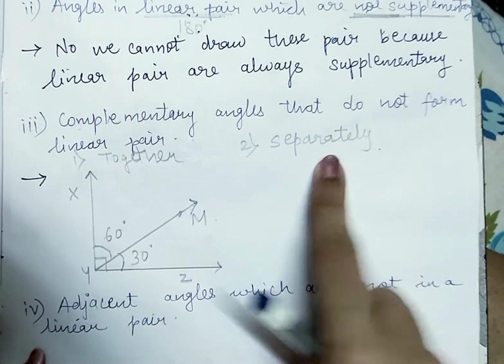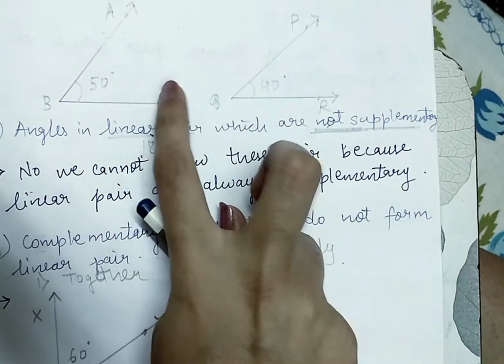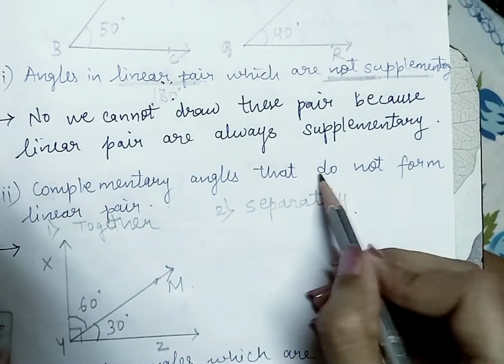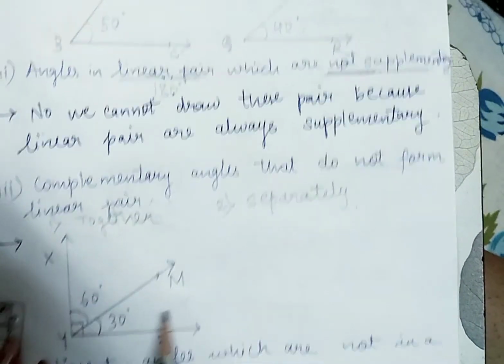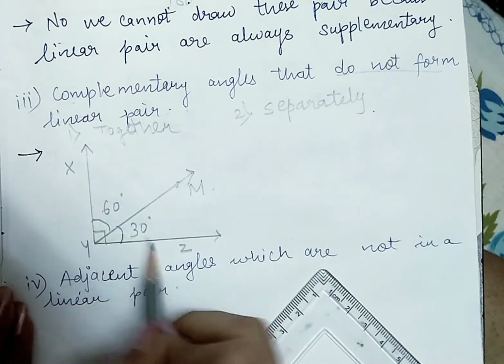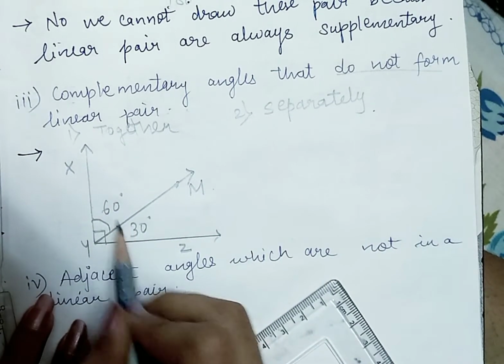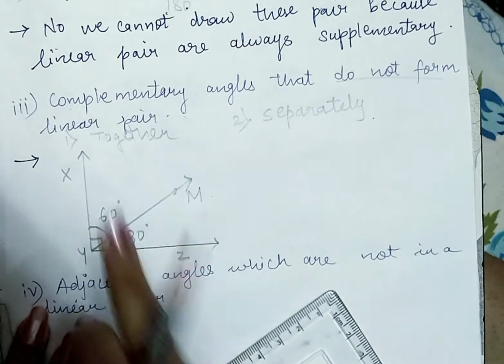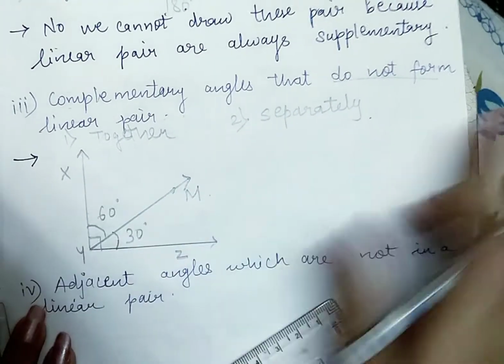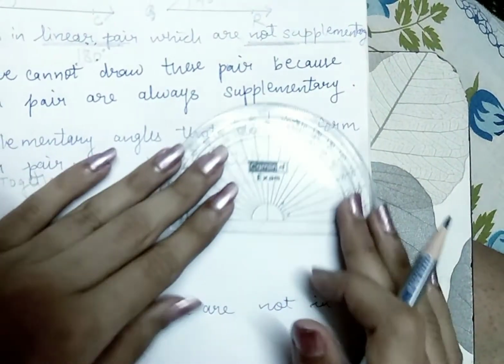Separately, how can we draw separately? The way we drew in the first sum. The condition is they should not be a linear pair. Now this is not a linear pair. The angles are not in a straight line, and hence when we add up it is not a supplementary angle. So this condition can be done. First one is together and second one is separately. Let me show you the second part also.